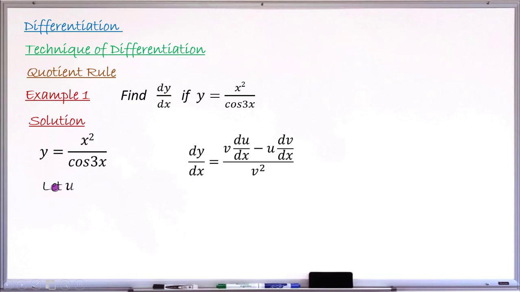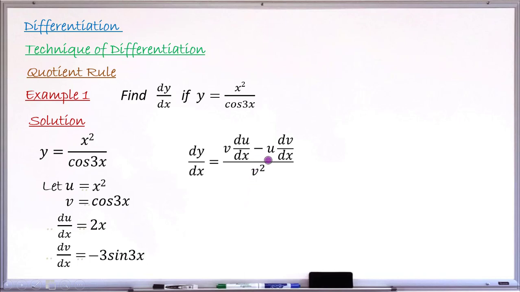Let me do that. So my u is now going to be x squared. Look at it. And my v is now going to be cos 3x. So what remains is to find the du dx, that is the derivative of the function u, and the dv dx, that is the derivative of the function v, because I need them all here in this formula. So du dx is nothing but the derivative of x squared, which is 2x. And the dv dx, that is the derivative of this cos 3x, is nothing but minus 3 sine 3x.